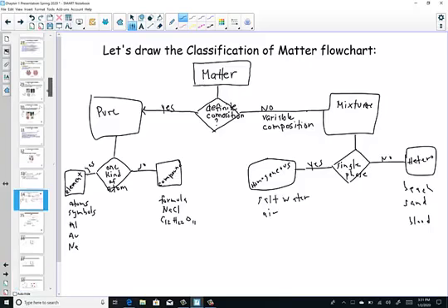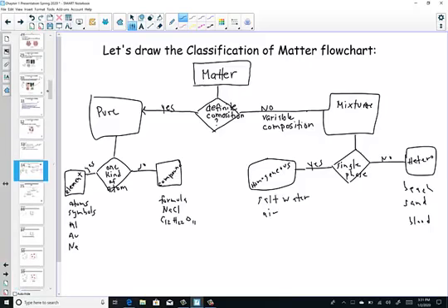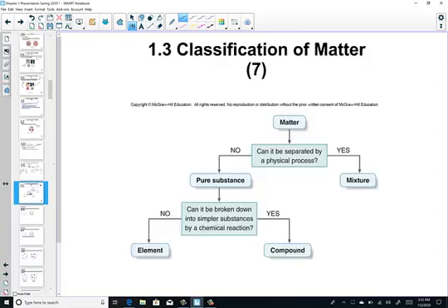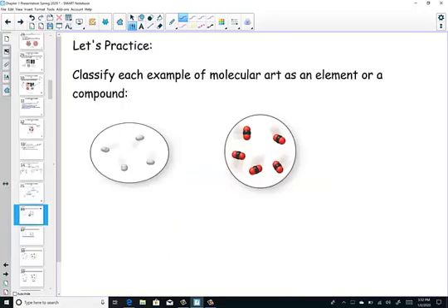So we've been doing great work practicing how to classify matter based on its composition. And this is the flow chart, very similar to what we drew together. And I went through that with you. So that's the one from your text. Let's practice. What do you see? Is this molecular art an example of an element or a compound? Write down your answer. What do you think?